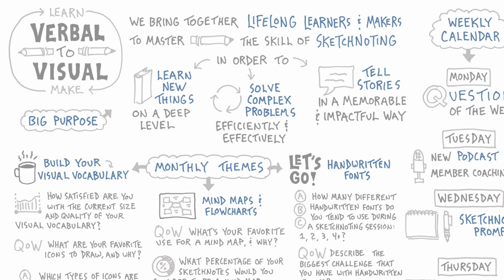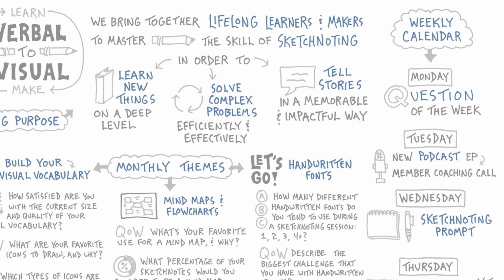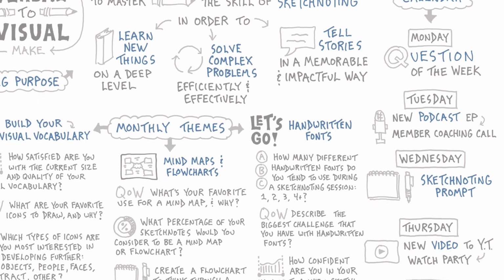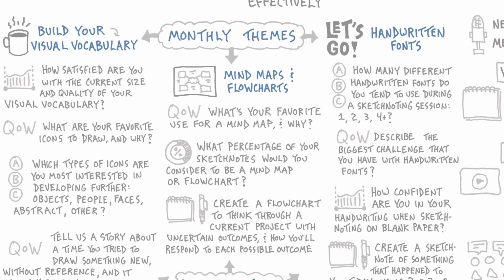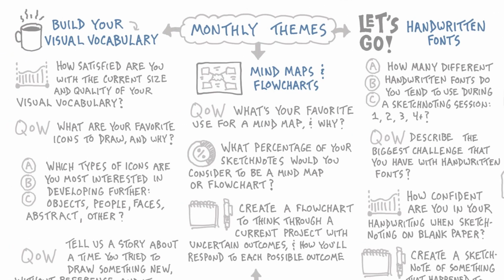And it was as a follow-up to this lesson that I had the first opportunity to create a sketchnote summary of my plan for the first 90 days of the community I launched, which looked like this. You can see my big purpose written and sketched out there, the weekly calendar that I've already touched on, with additional pieces there for new podcast episodes on Tuesday and new videos like these on Thursday. And you can also see the first 3 monthly themes that I've identified for my community: build your visual vocabulary, mind maps and flowcharts, then handwritten fonts, and some of the specific questions and polls and prompts that I will be sharing each of those months.